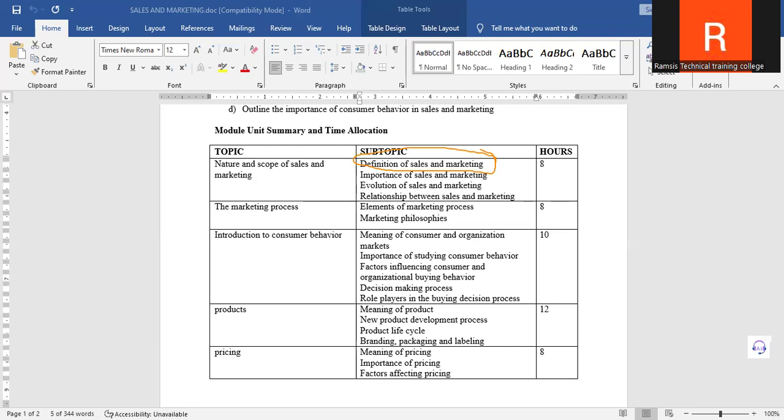And then we have the core marketing concepts. One of the concepts of marketing is what we call a need. So what is a need? We need to understand what a need is.